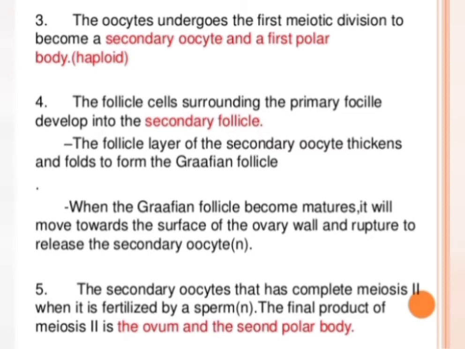Now the fifth point: the secondary oocyte that has completed meiosis II will be fertilized by the sperm. The final product of meiosis II is the ovum and the second polar body. If we summarize everything, in oogonia, mitotic divisions take place, by which it forms the primary oocyte. This primary oocyte undergoes the first meiotic division, and then forms the secondary oocyte and the first polar body. After that, this secondary oocyte undergoes the second meiotic division, by which it forms the ovum and the second polar body.